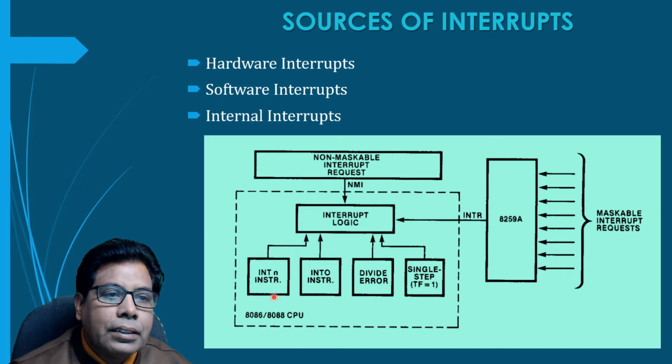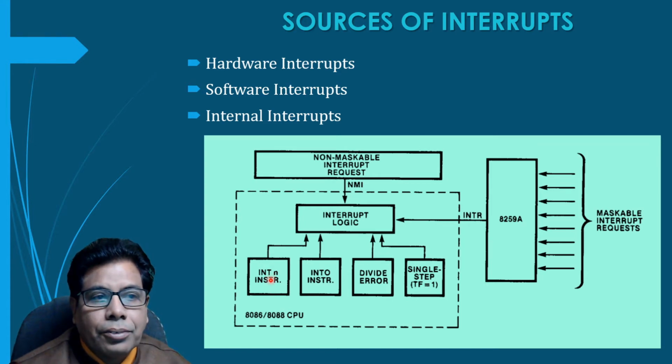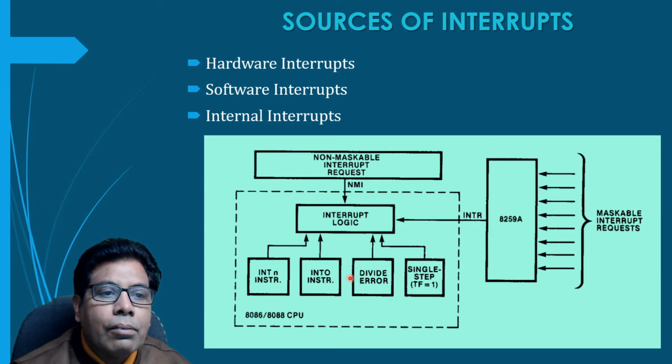Then you can see here we have the INT N instruction. They will form the software interrupts. And these three are the internal interrupts. Here we have the single step when the TF flag is equal to 1. This is used for single stepping or debugging the program in the form of single stepping.